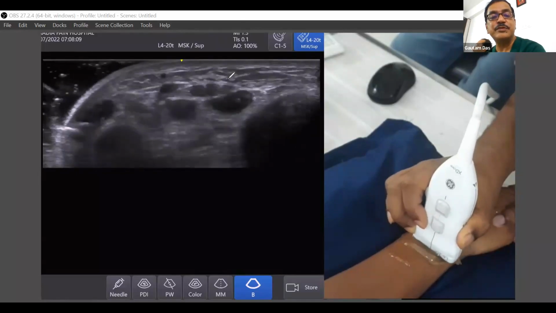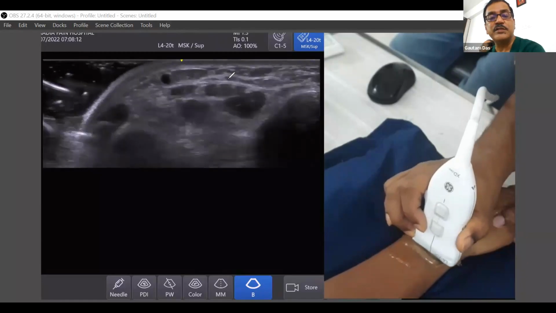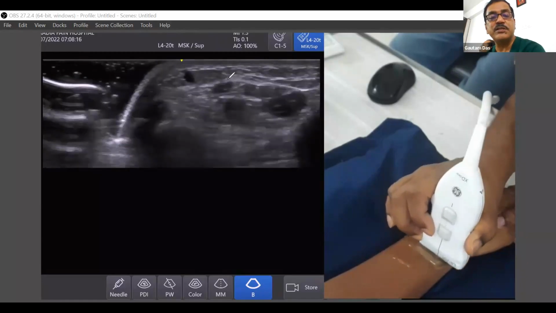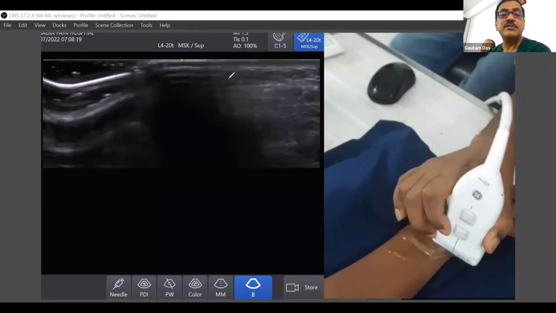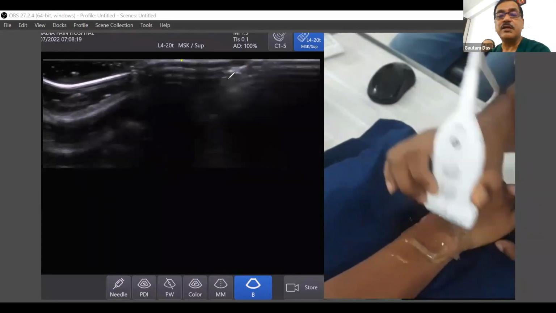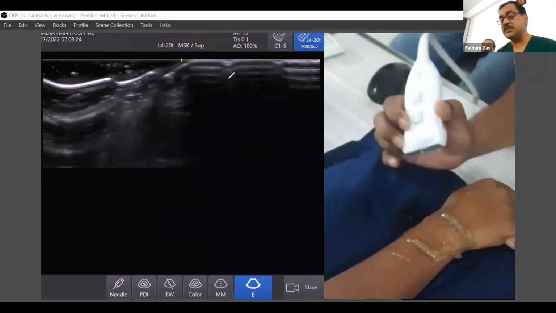So this is the area where it is crossing, just going below the extensor digitorum. And then we have the extensor digiti minimi, and then the extensor carpi ulnaris. So these are the extensor compartments.